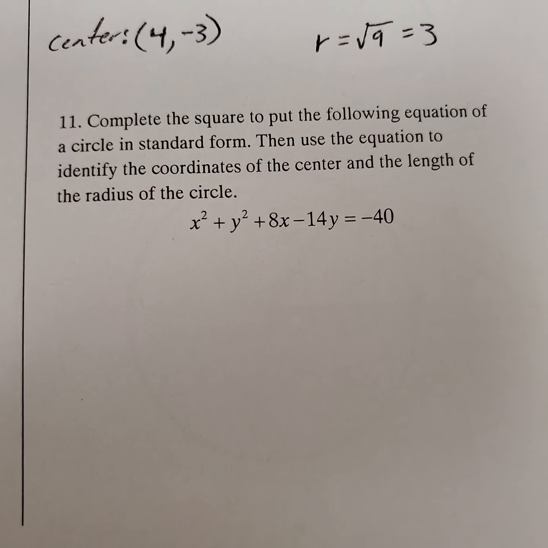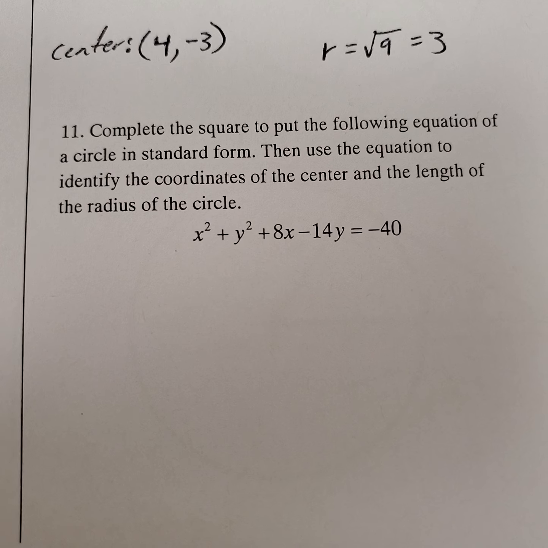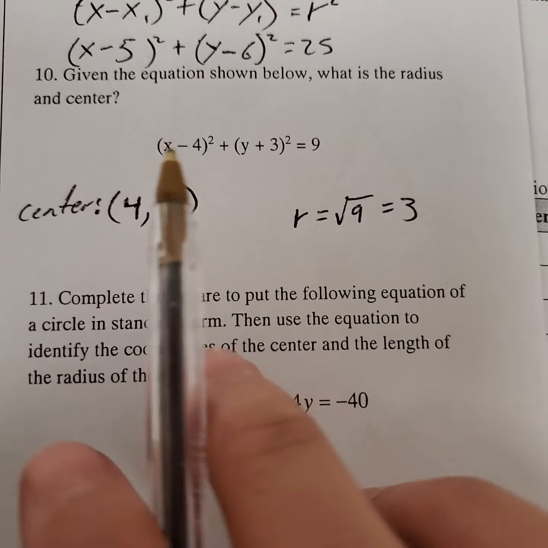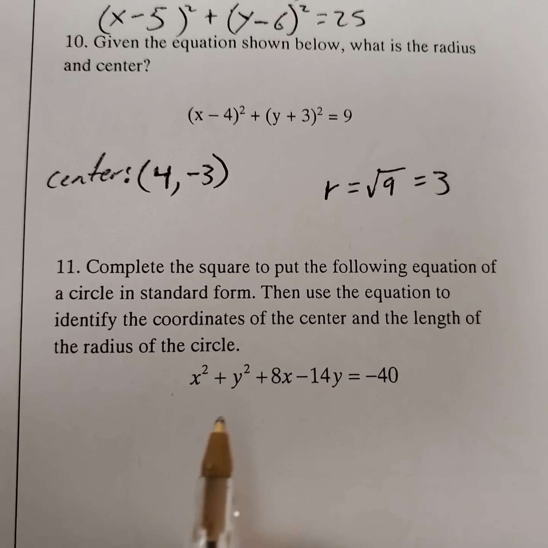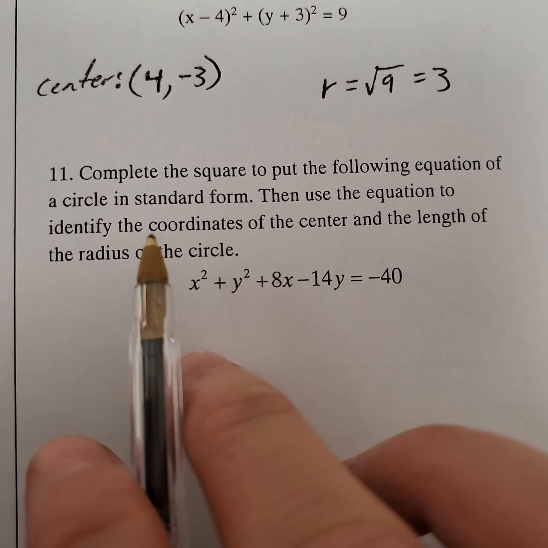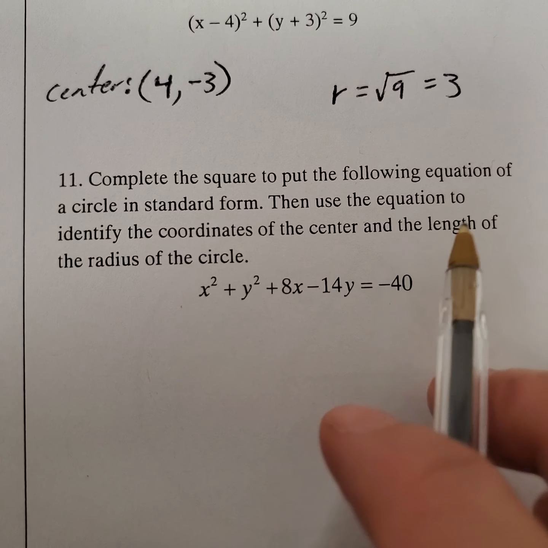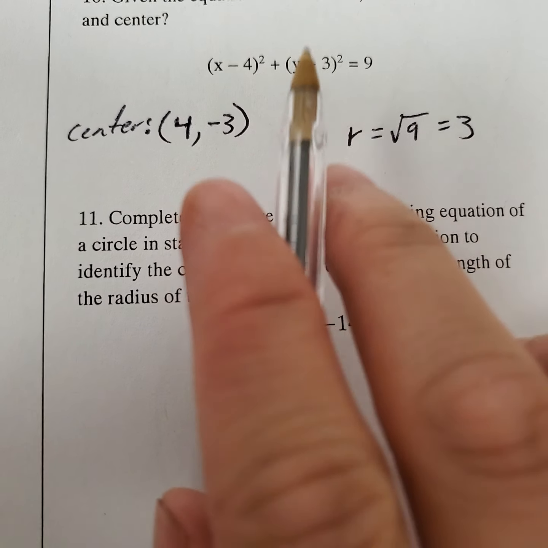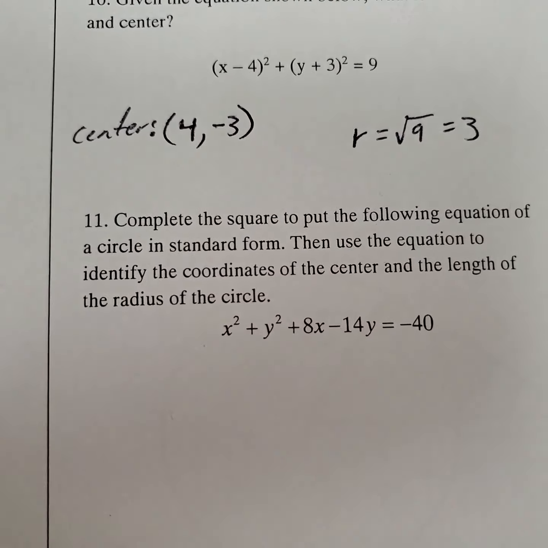And finally, number 11. It says, complete the square to put the following equation of a circle in standard form. That means this form. I'm giving you this, make it in this form. Then use the equation to identify the coordinates of the center and the length of the radius of the circle. So we need to put it in this form, and then find the radius and find the center.